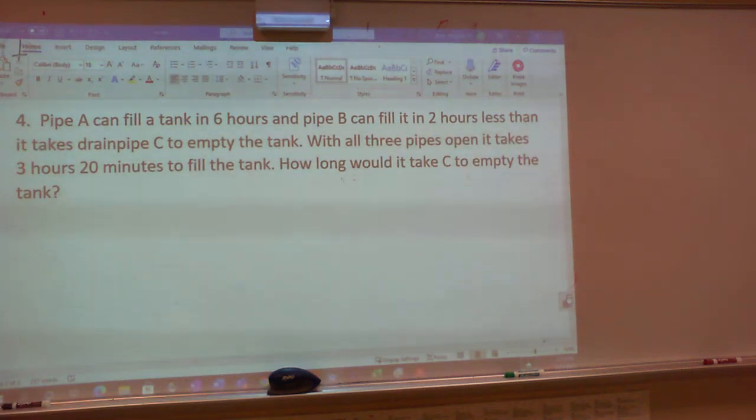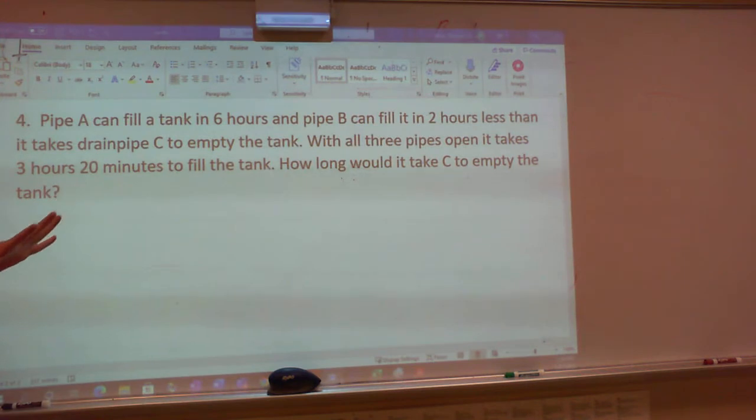So this one says pipe A can fill the tank in 6 hours, pipe B can fill it in 2 hours less than it takes drain pipe C to empty the tank. With all three pipes open, it takes 3 hours and 20 minutes to fill the tank. How long would it take C to empty the tank? That's the question, right?